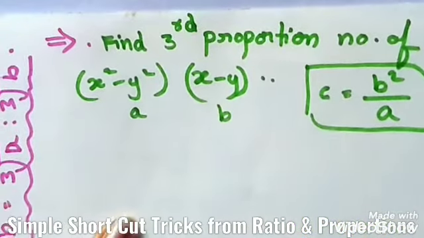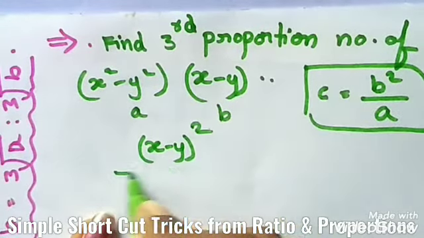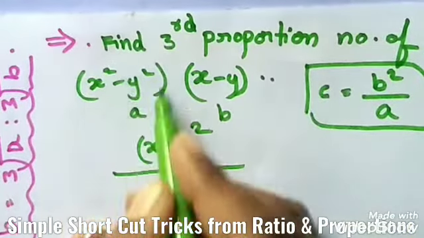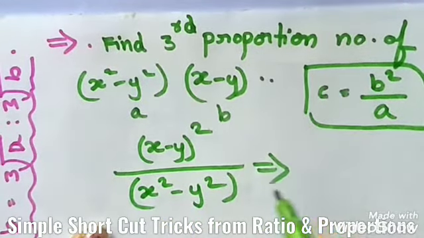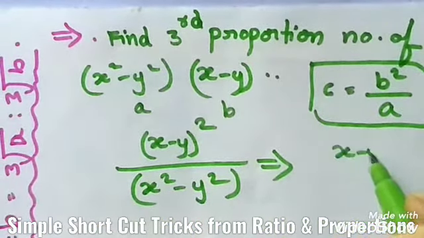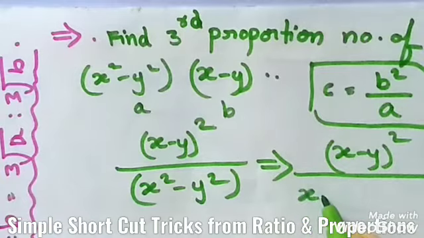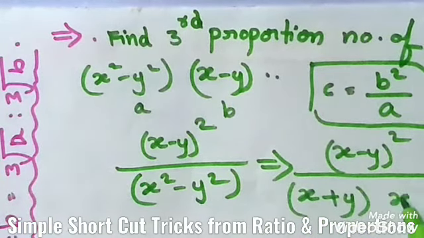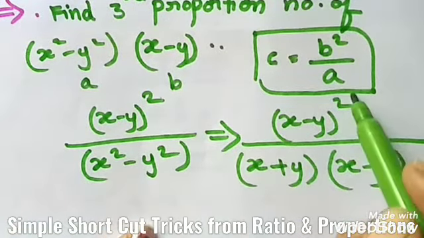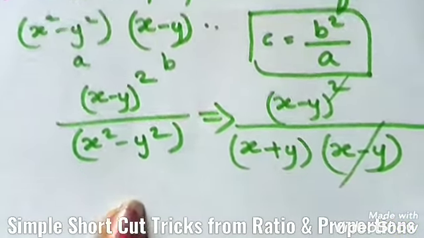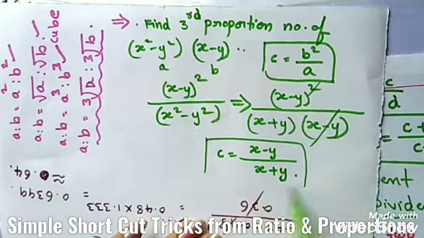Now B square means, here is B, so B square means (x minus y) whole square by A. A means this entire term, x square minus y square, that is A here. From this, x minus y whole square by, we can write this x square minus y square just like this, (x plus y) into (x minus y). So here one x minus y and this x minus y will be cancelled. Now C is equal to x minus y by x plus y. This is the third term here.